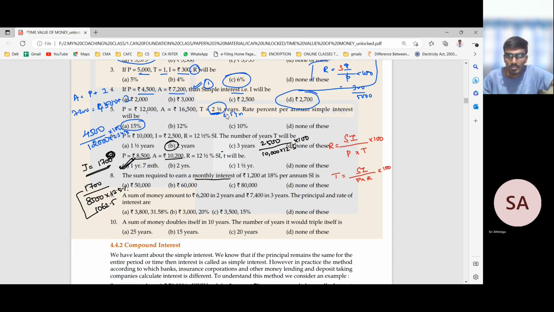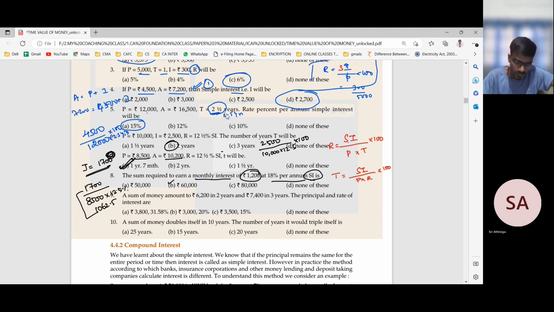The sum required to earn a monthly interest of 1,200. How much principal do I require to earn a simple interest of 1,200 monthly, at 18%? Monthly interest of 1,200. What am I going to do? I'm going to choose the trial and error method. That is the best, easy, faster method.